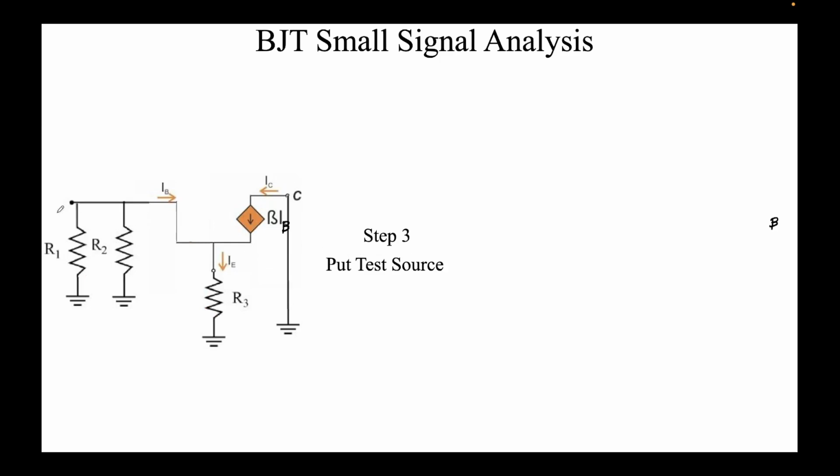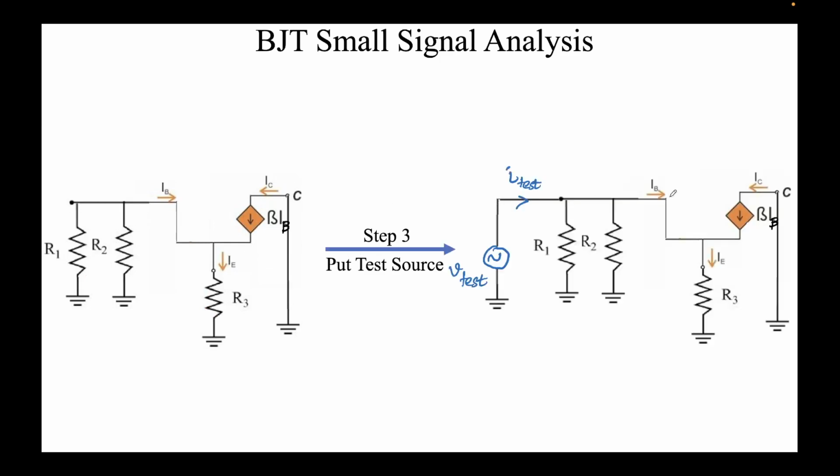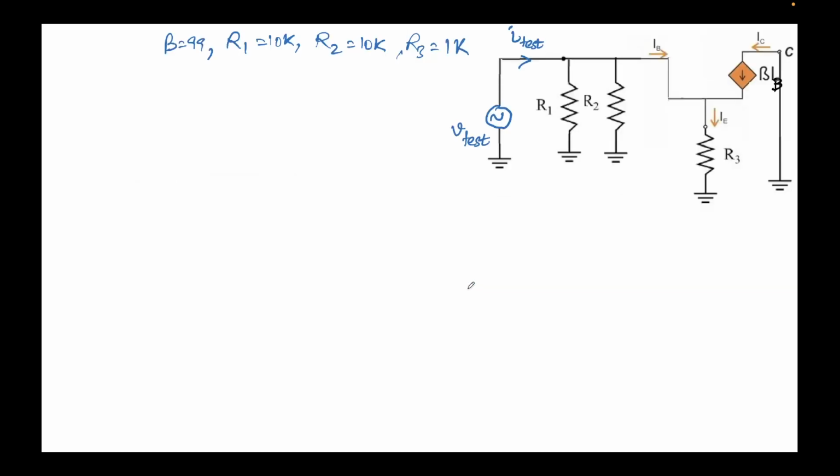So we had to find the input impedance. What we'll do is, at the base, we'll put a test source. This is the V test, this is the I test. So we have put a test voltage source, and we'll measure the test current, and we can simply define the input impedance as V test over I test. Whatever current we are pushing is in the denominator, and in the numerator we have the small signal AC voltage that we are applying.